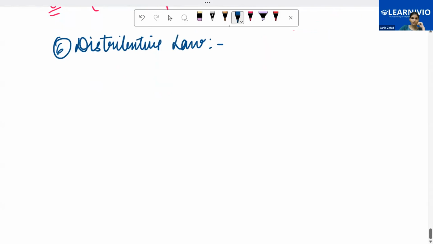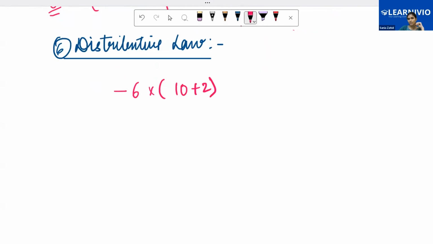What is the distributive law? Basically, I have a number, like minus 6, and I'm multiplying minus 6 with 10 plus 2. So what I will do is first see that minus 6 is being multiplied with 10 plus 2, so it is being multiplied with this whole number. So I will now open the bracket.